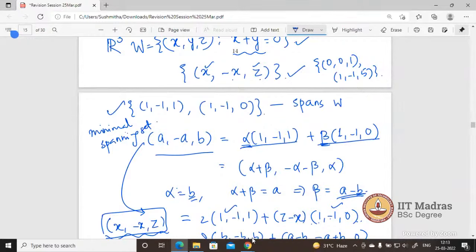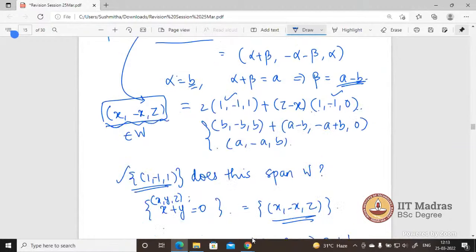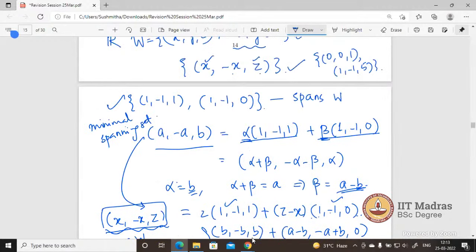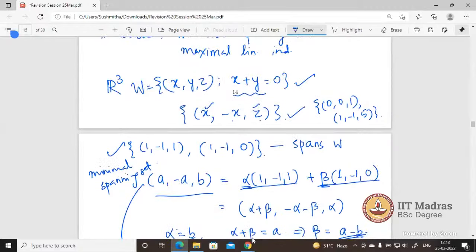Okay, so this is a minimal spanning set. What is a maximal linearly independent set? So is this set linearly independent? Sorry, can we continue with this one tomorrow, ma'am? We have a meeting and it's already 10:15. Yeah, I don't mind stopping.